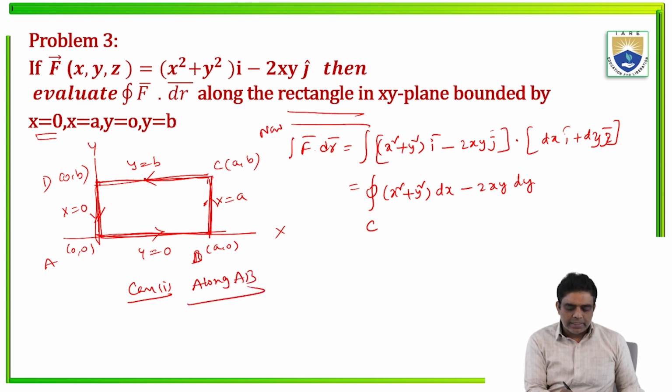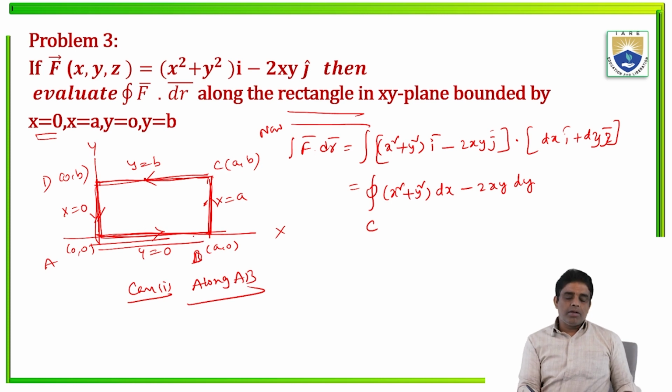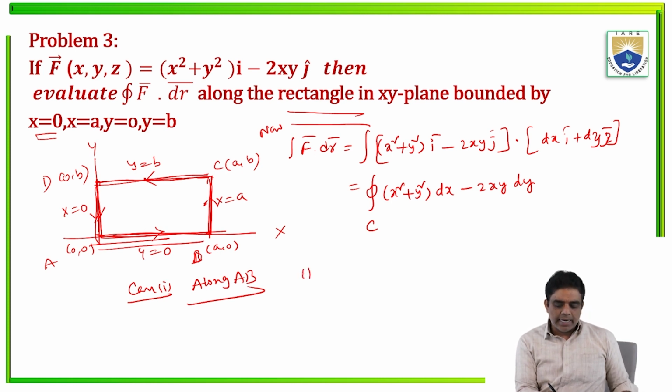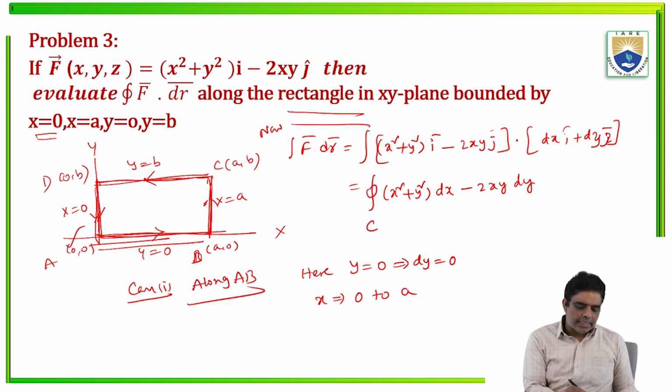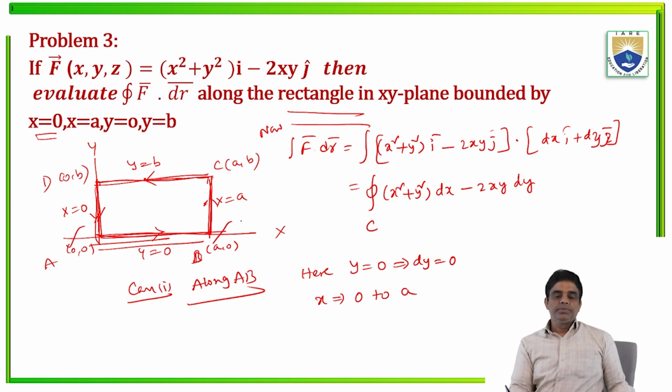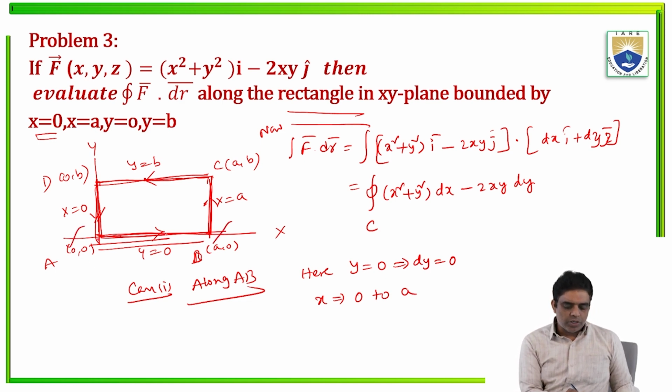Now I am studying case 1, along AB. Along AB the equation is y equals 0. y equals 0 means dy is also 0. But x is a variable which varies from 0 to a. So initially x is 0, then 1, 2, 3, up to some a. So x varies from 0 to a along the line AB.